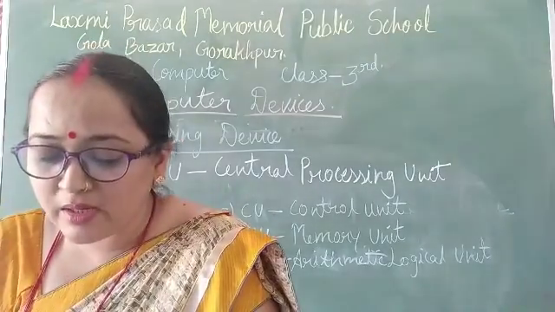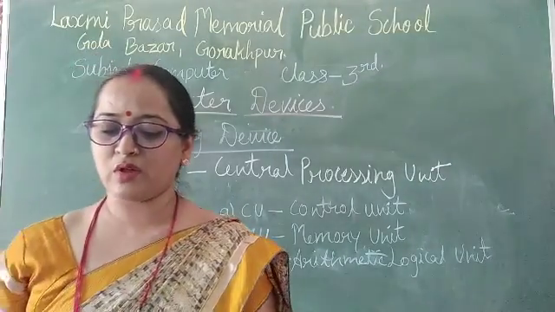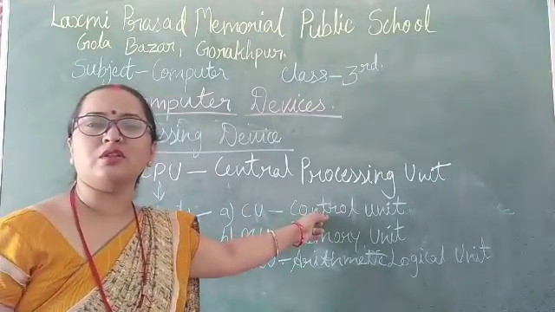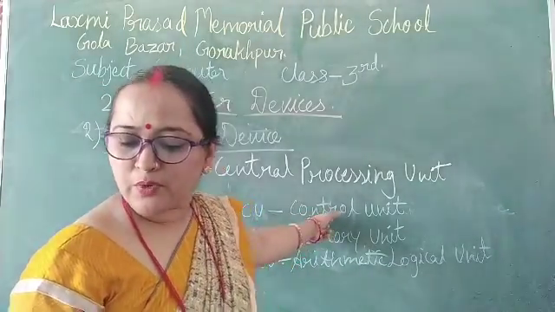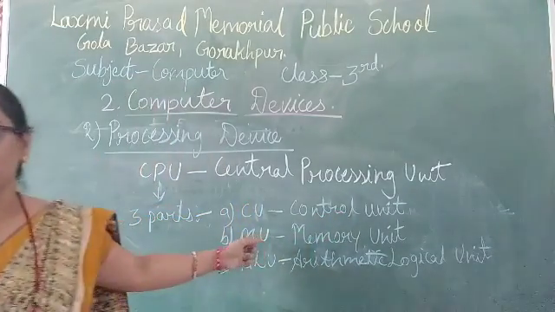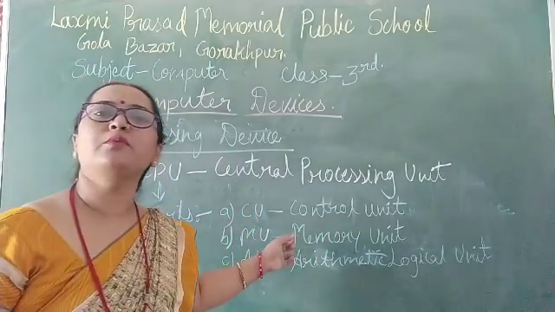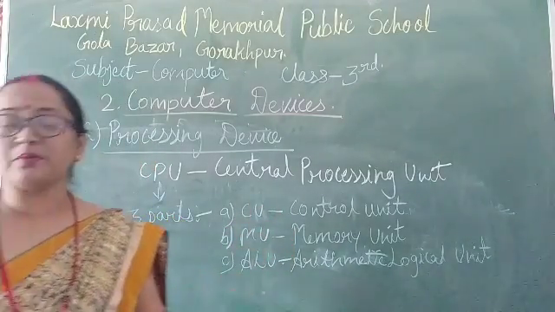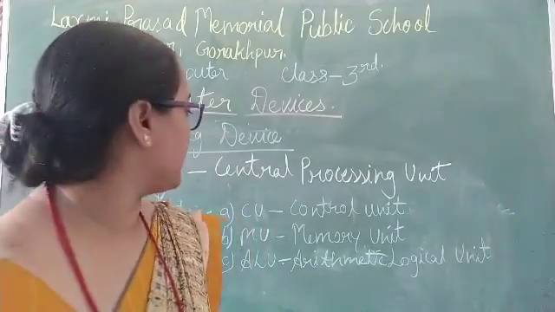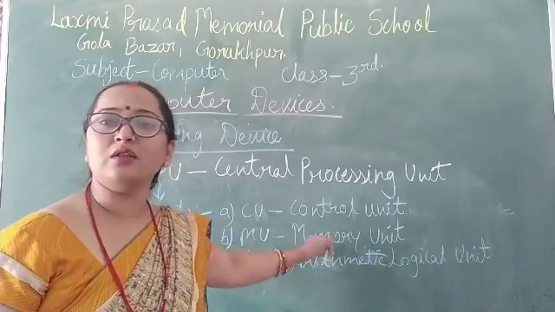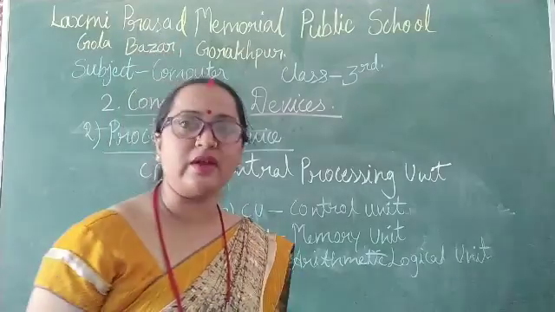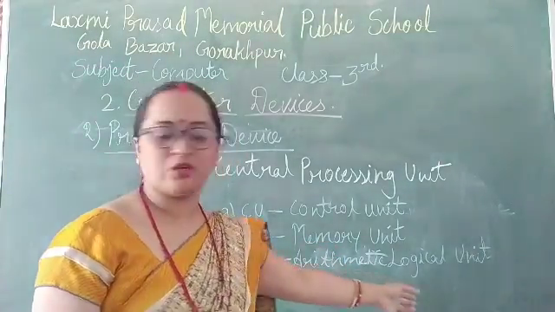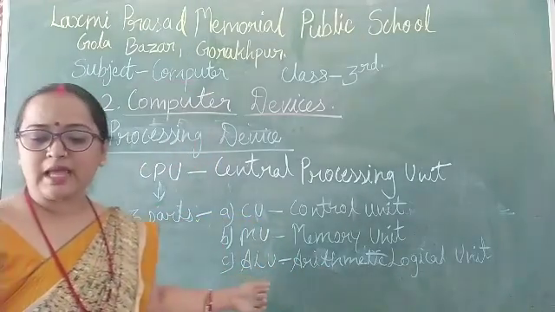See here, the control unit. This unit controls the functions of all the parts of a computer. CU is used to control all the parts of a computer, and MU is used to store all the data and instructions, whatever we have given, temporarily or permanently. And the Arithmetic Logical Unit is the full form of ALU.